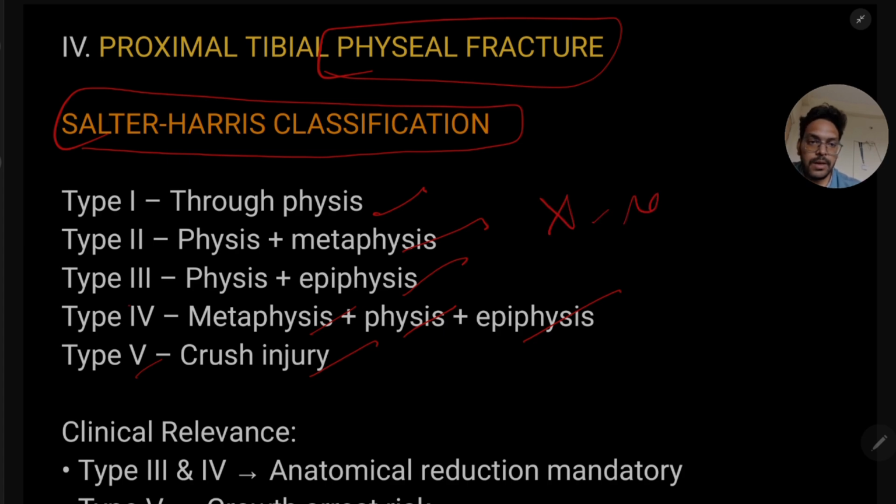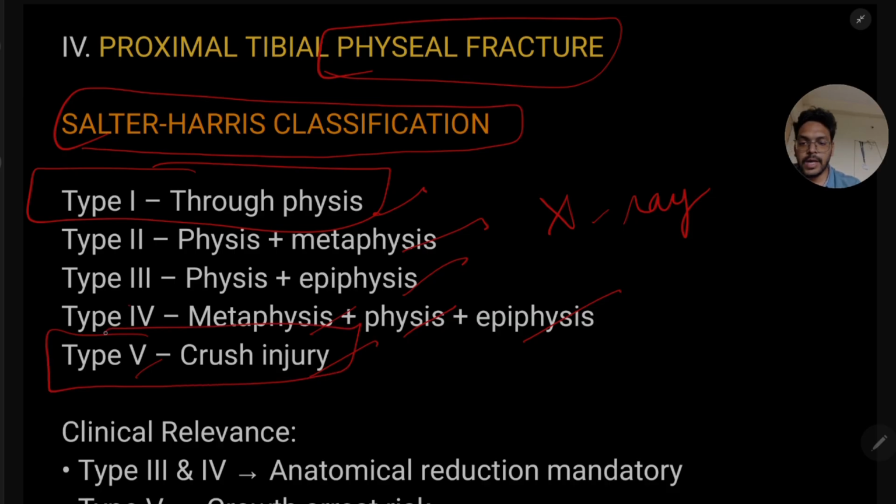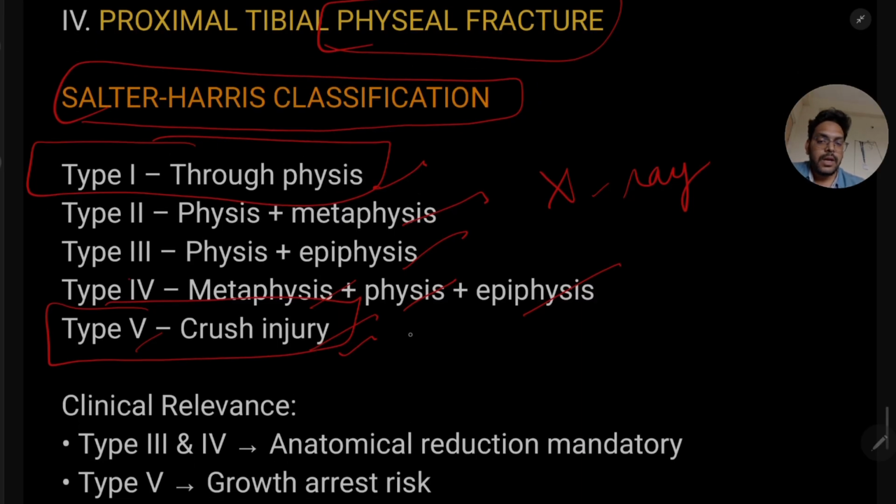In X-ray, the one point you have to remember is you cannot differentiate type 1 and type 5. You cannot differentiate type 1 and type 5 in X-ray. How can you identify type 5 then? Type 5 is always a retrospective diagnosis.